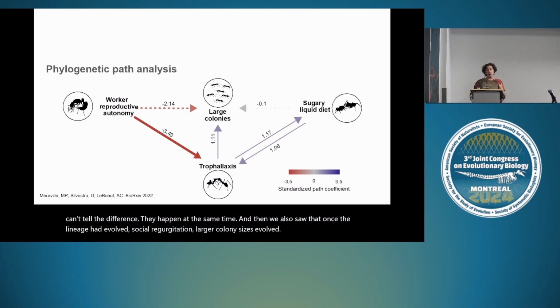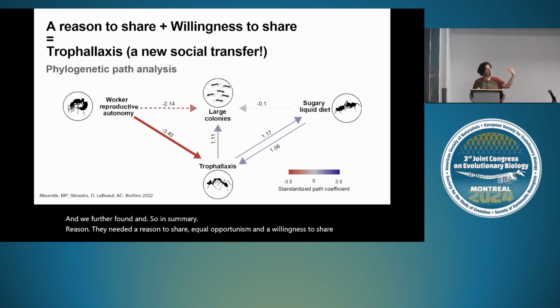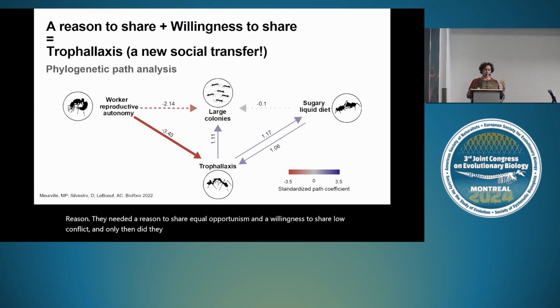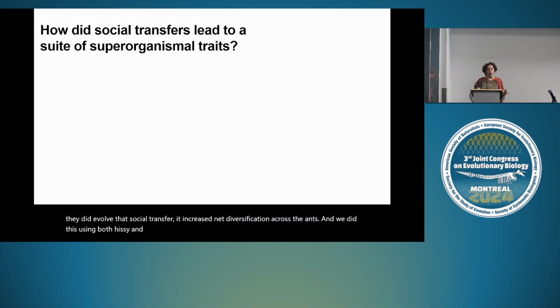And we further found, in summary, that they needed a reason to share, like eco-opportunism, and a willingness to share, low conflict, and only then did they evolve this social transfer. And further, we found that once they did evolve that social transfer, it increased net diversification across ants. And we did this using both HiSSE and BAMM. So, a social transfer was born.